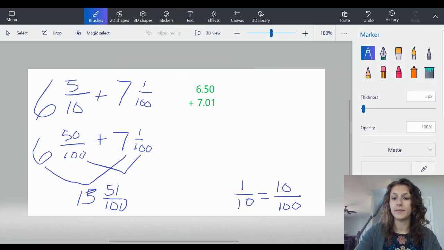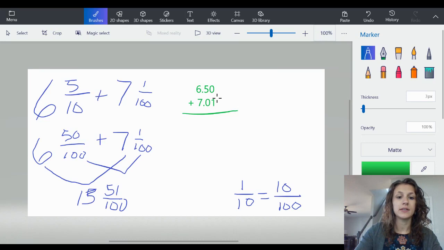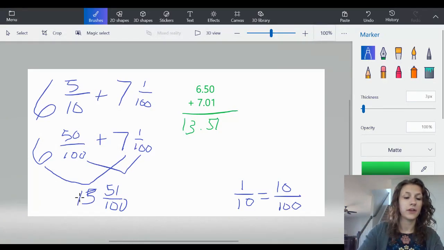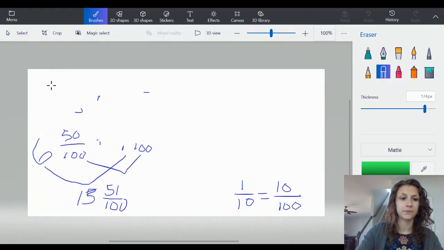So let's go ahead and make sure I have the same color. 0/100 plus 1/100 is 1/100. 5/10 plus 0/10 is 5/10. Bring down that decimal because now I'm in my ones place. 6 plus 7 is 13. So again, I get that 13 and 51/100.